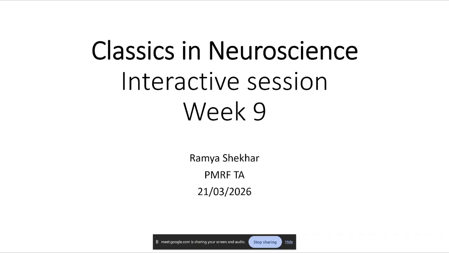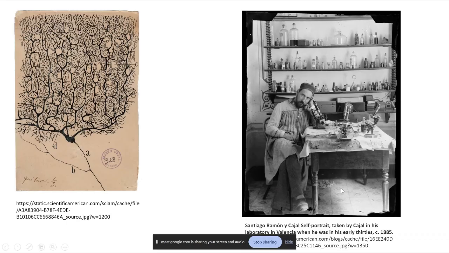Let me first give you a brief introduction about Santiago Ramon y Cajal and his extremely pioneering and important contributions to the field of neuroscience, and why he is regarded as the father of modern neuroscience. So, who was Santiago Ramon y Cajal? He was a Spanish scientist who came from extremely humble origins.